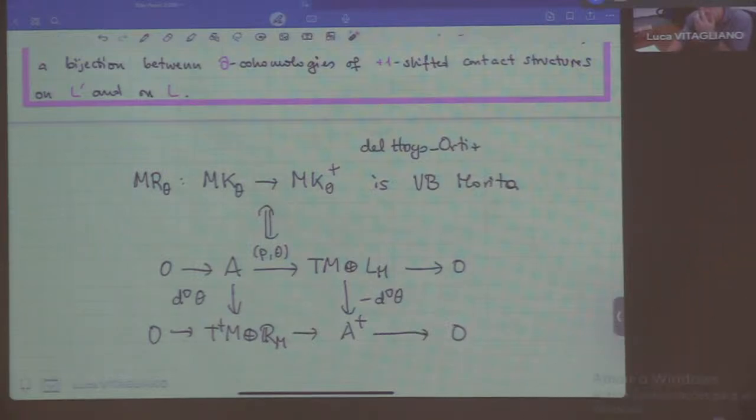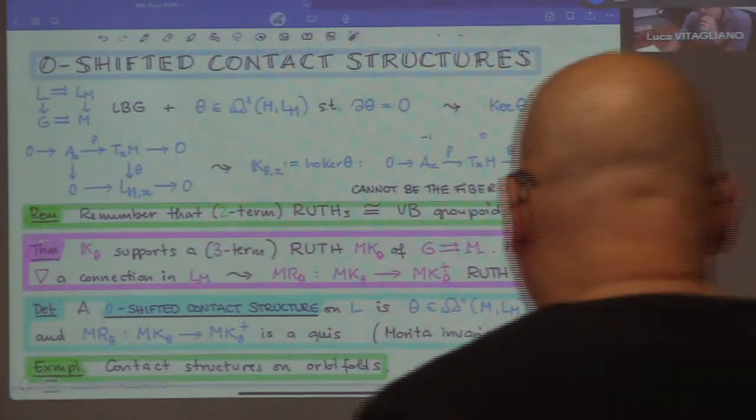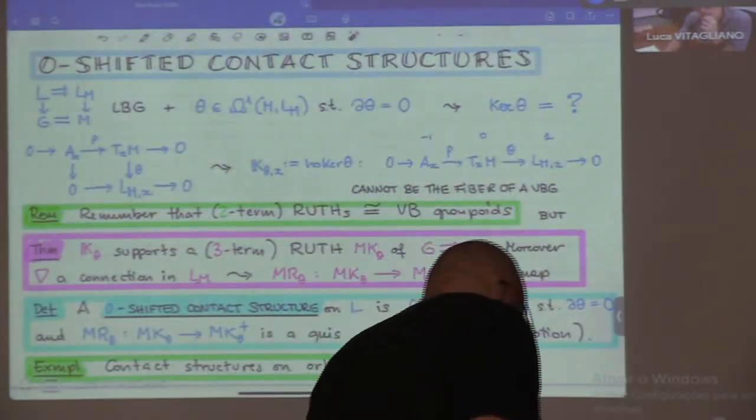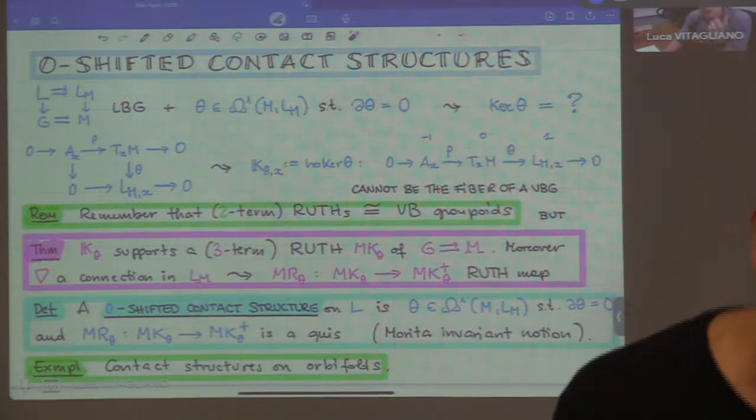Yeah, no, thanks for the explanation. And the other question is about your zero shifted definition. So in the symplectic case, if I'm not mistaken, the groupoid has to be regular, right? Has to be a foliation groupoid. And the form has to be basic. So in this case, is there anything similar here?